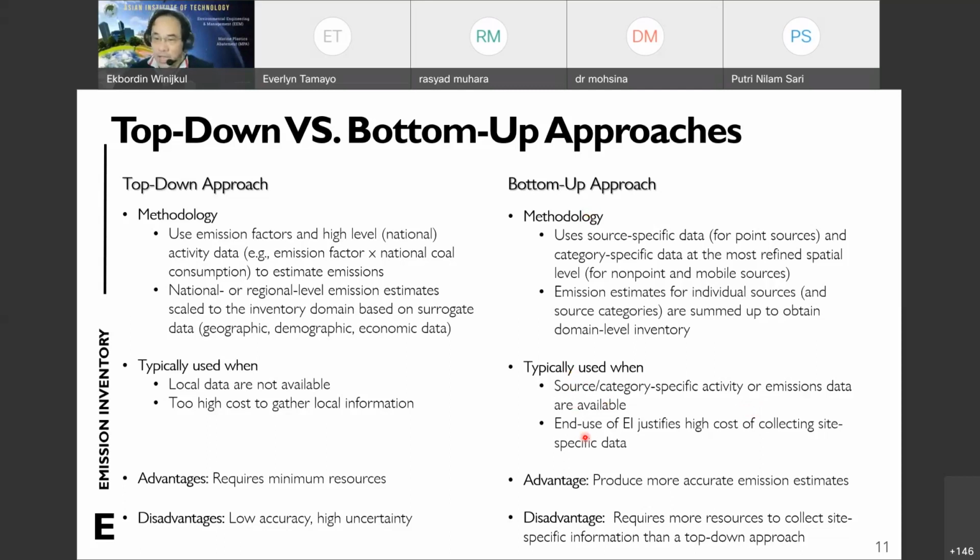And also when the end use of the emission inventory justifies the high cost of the data collection, right? Because you need to spend a lot of time and resources to collect that kind of information. Usually we use the detailed bottom-up emission inventory when we want to develop policy and so on. And the top-down approach we usually use to quickly assess what the major sources of emission are in some location. The advantage of the bottom-up approach is that it produces more accurate emission estimates, and the trade-off is that it requires more time and resources to collect the information.